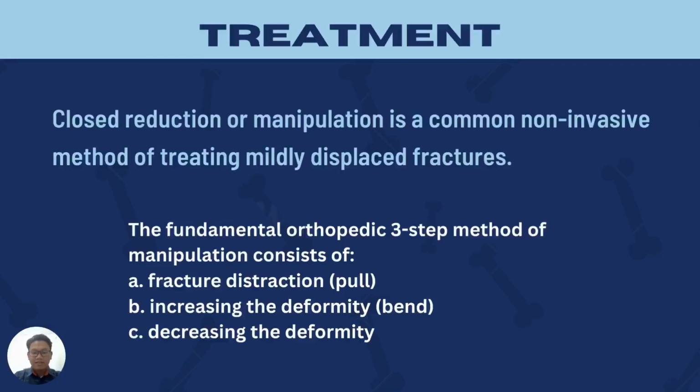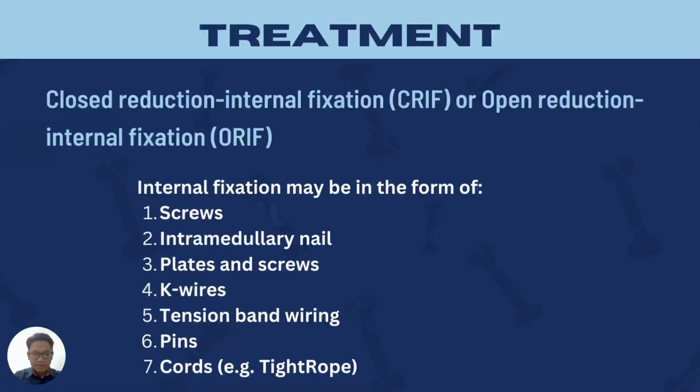On a rare occasion, general anesthesia could be necessary. The fundamental orthopedic three-step method of manipulation consists of fracture distraction or pull, increasing the deformity or bend, and decreasing the deformity. This method is typically sufficient to accomplish appropriate fracture reduction, which is to straighten. Now, fractures that fail closed reduction often require some form of internal fixation, which is an invasive surgery method.